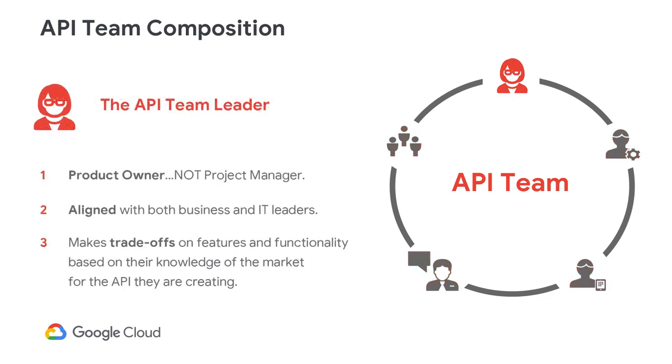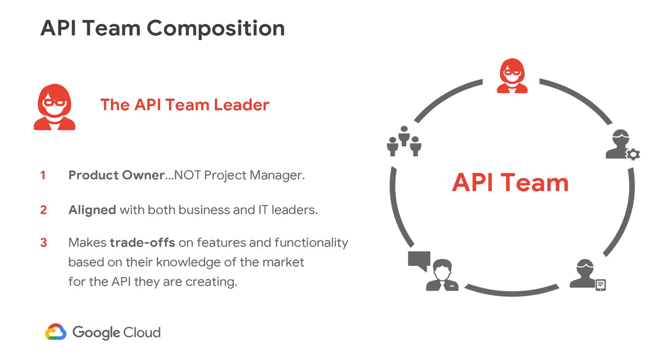The API team leader is essentially your product owner. Now note that I said product owner and not project manager. As mentioned before, the API team we're suggesting is based off the standard Scrum model. So the API team leader is essentially your product owner in Scrum.